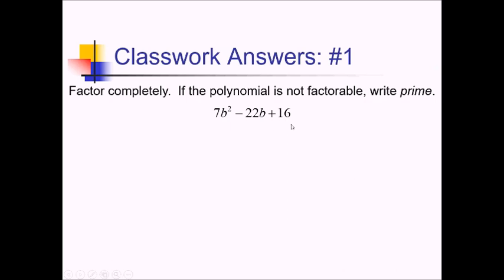To factor this trinomial, we notice first that we have an a value that's not 1. It doesn't look like we can take out a common factor, which we always try first. So we either need guess and check or the AC method. I'm going to go with AC.